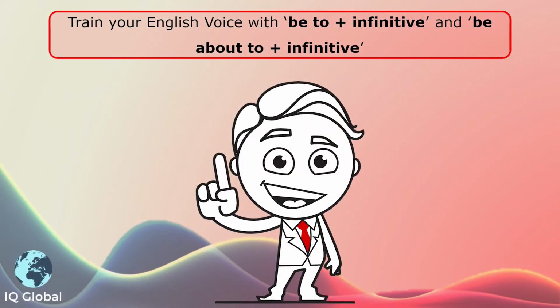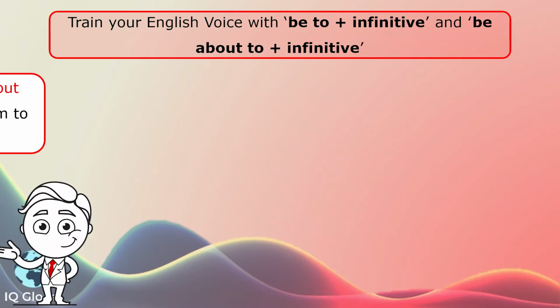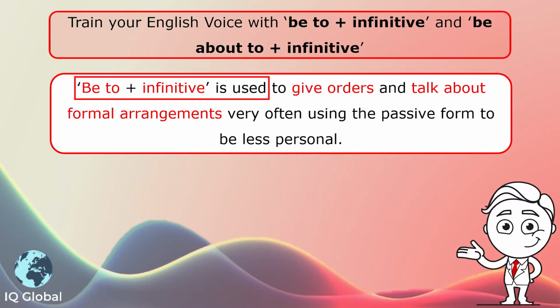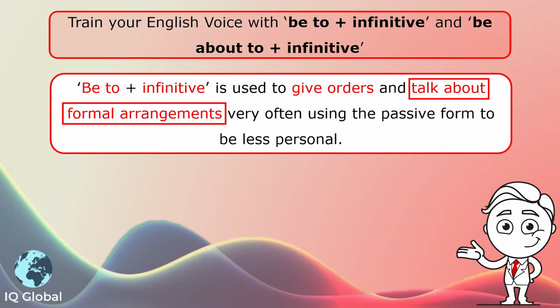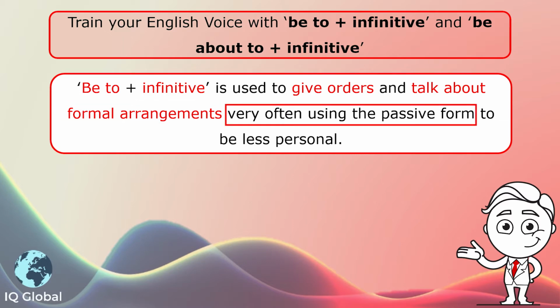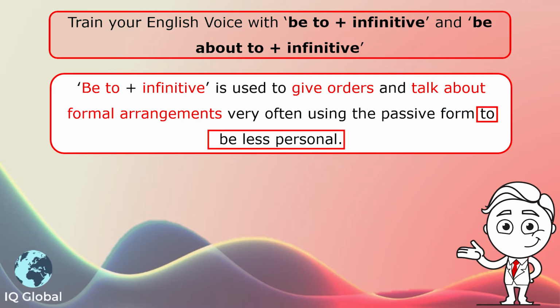In this section, we are going to learn how we use be to and the infinitive, and be about to and the infinitive. So, we use be to and the infinitive of the verb to give orders and to talk about formal arrangements that very often use the passive form to be less personal.